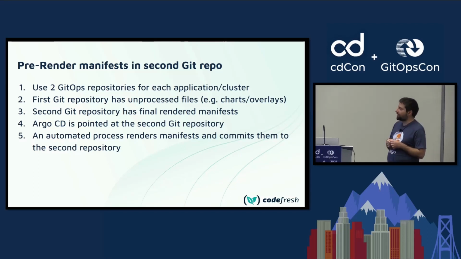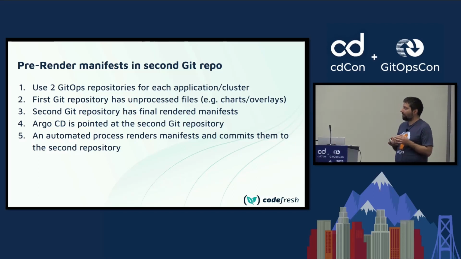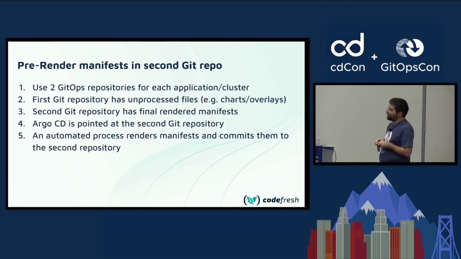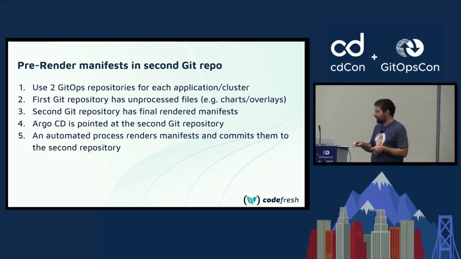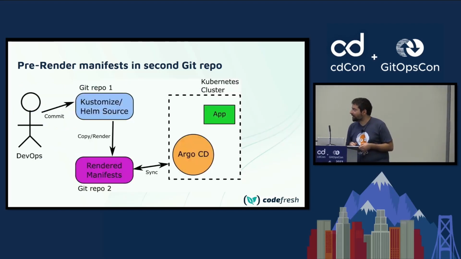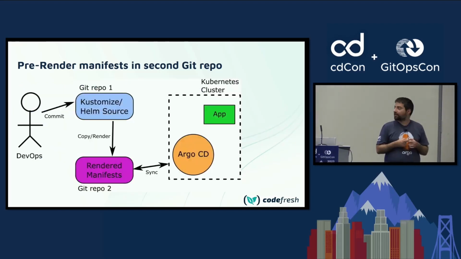So the way it works is that you as a developer work on one Git repository that has your, let's say, Helm templates or your customized files, and then you need an automated process that renders the manifest when you do a change and commits them to the second Git repository. And here I'm mentioning a second Git repository, but some people might prefer a different branch on the Git repository or a different folder. The end result is exactly the same. So this is how it works.